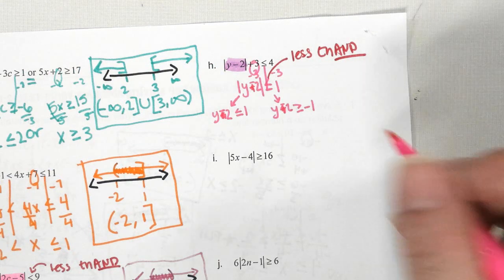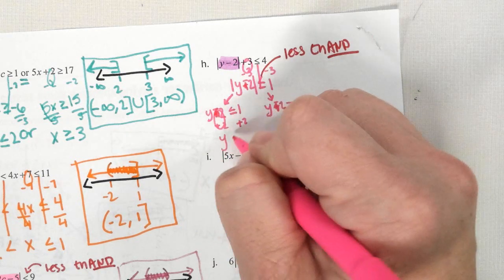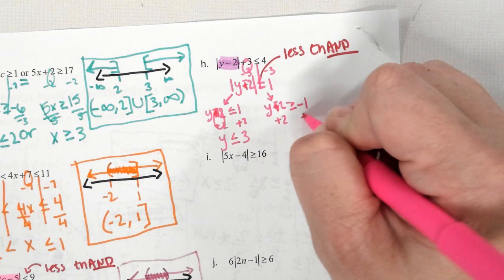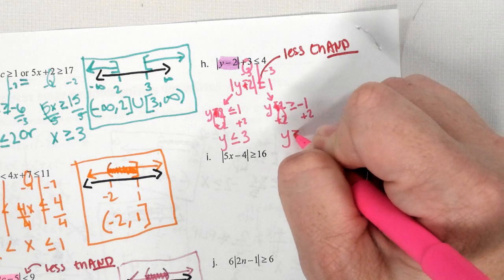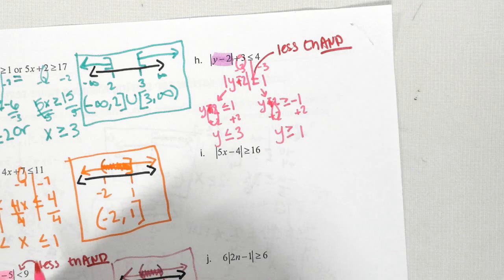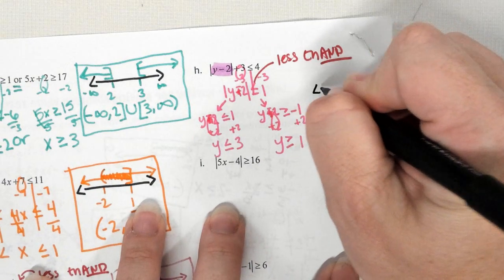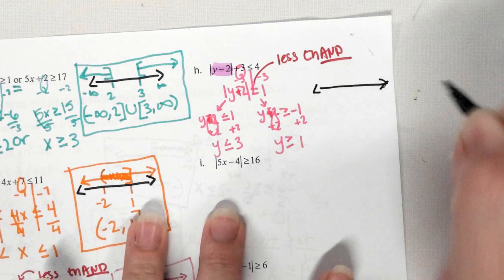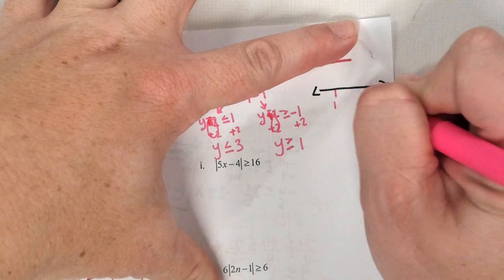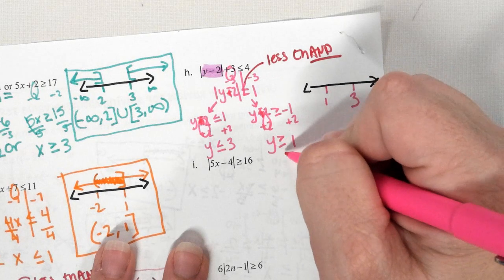Okay, so now we're going to add 2. We get y is less than or equal to 3. Add 2, and I get y is greater than or equal to 1. And then we have to graph it. So this is an and problem, meaning we want them to overlap. So 1 is smaller than 3. And we have y is greater than or equal to 1.